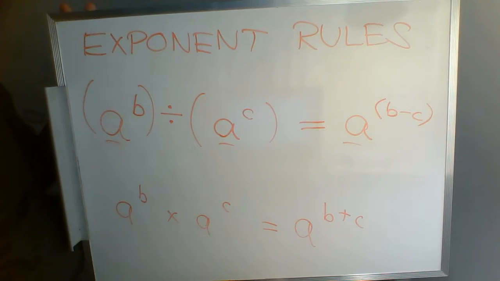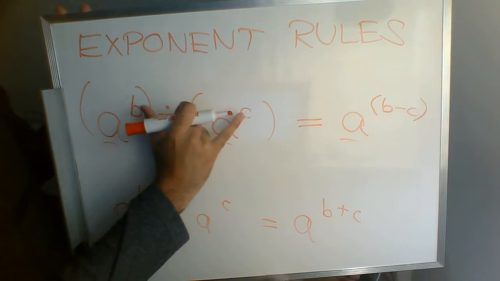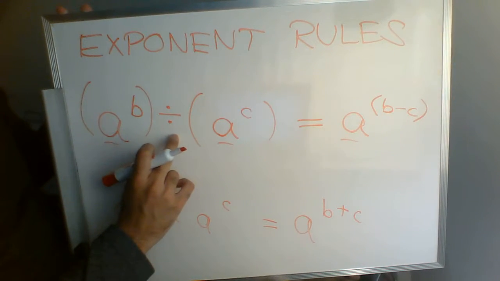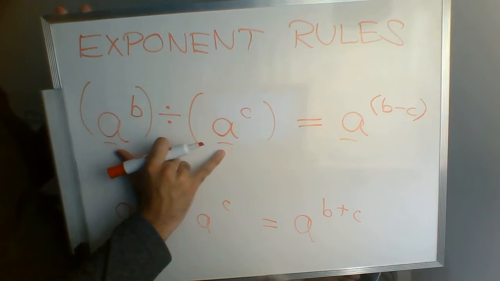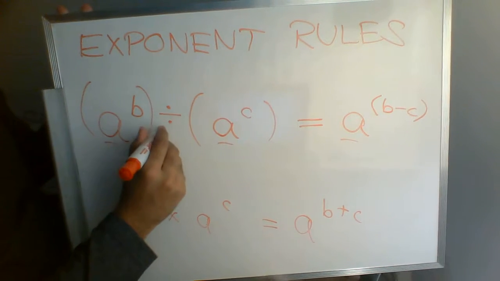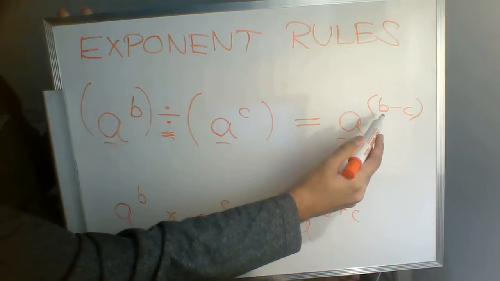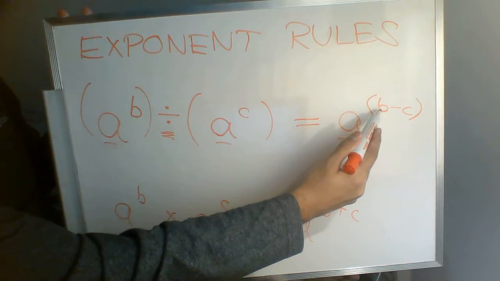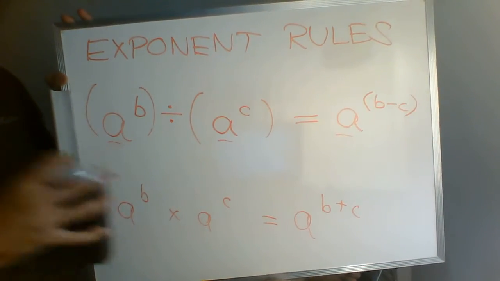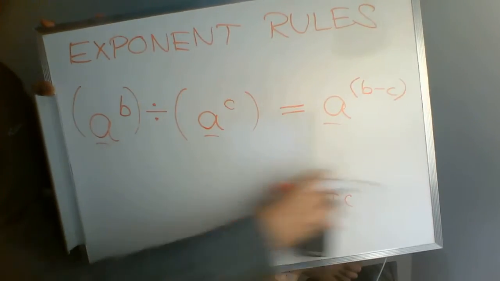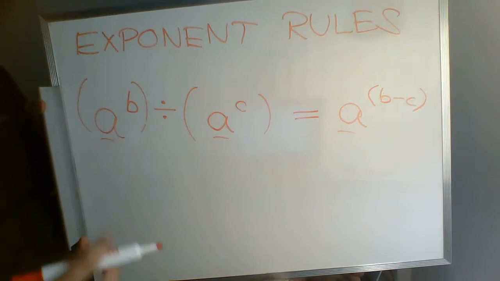Alright, so now if you have two powers with the same base, different exponents, and you're dividing them, so if you've got these two powers, a as the base, same base, different exponents, and it's a division problem instead of a multiplication problem, then the base will stay the same, and the first exponent minus the second exponent is your new exponent. So it's a similar idea to what we had with that multiplication rule from before. It's a slightly different rule, but the idea is the same.